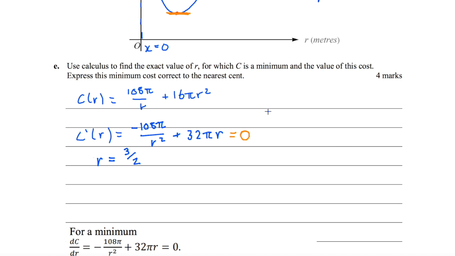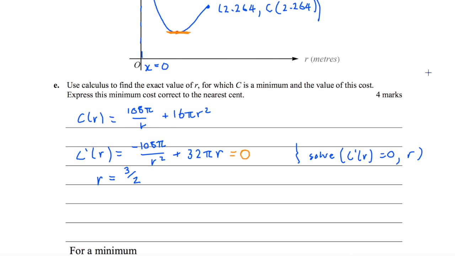In your calculator you do solve C dash of r equals 0 with respect to r, with the right amount of brackets there. Good, so that gives you 3 on 2. So we know this value here is 3 on 2. And we just need to know the other value at this point.